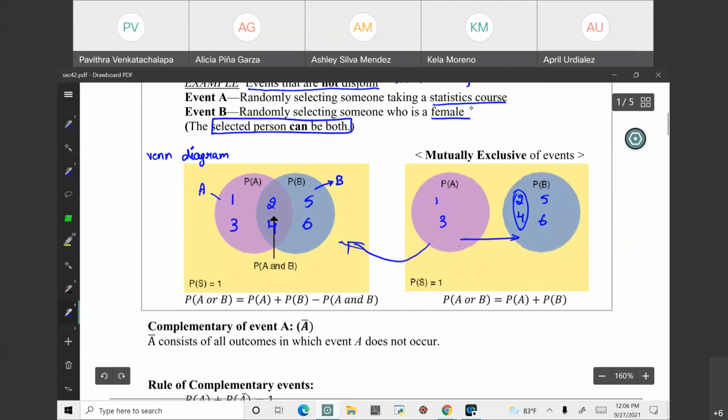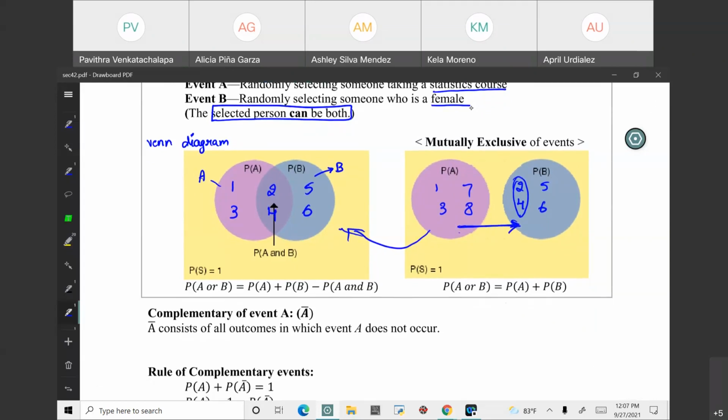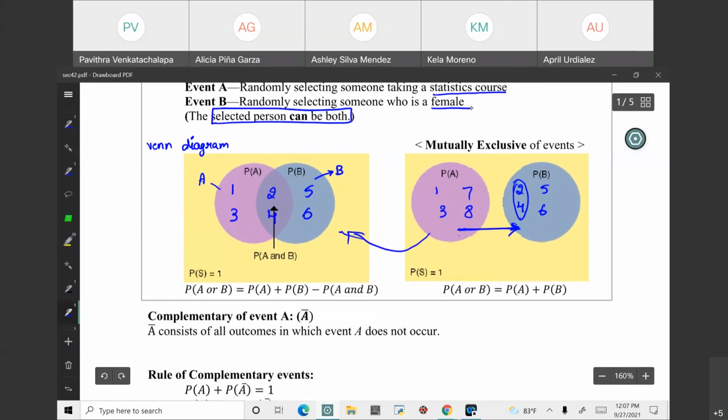Okay. Now, for example, if I say 7, 8, now you cannot move that box because you can see there is nothing common present in both the events. You cannot move this box. You cannot overlap. Okay. So when you cannot overlap, those events are called as mutually exclusive. That means the events cannot occur at the same time. So the other case is called as not mutually exclusive or not disjoint.